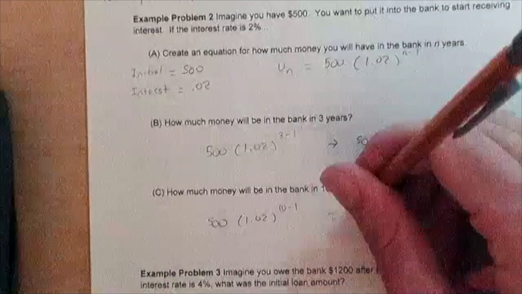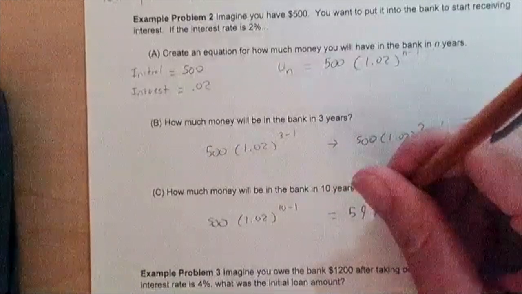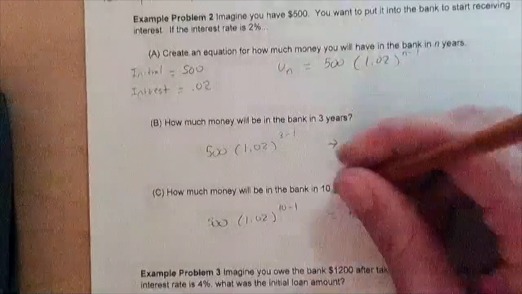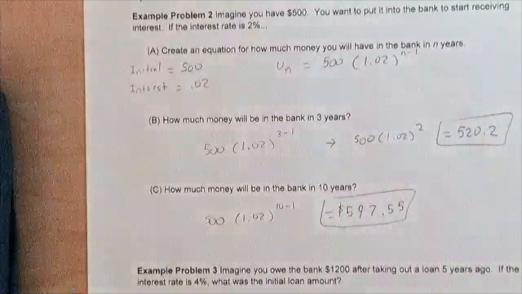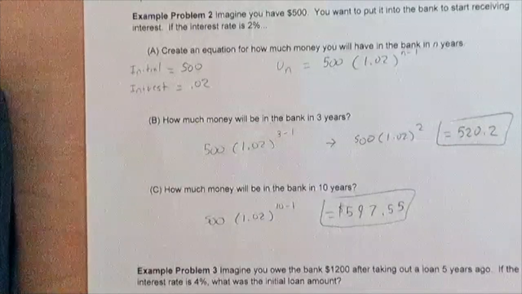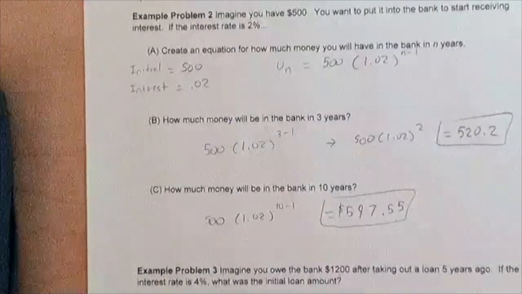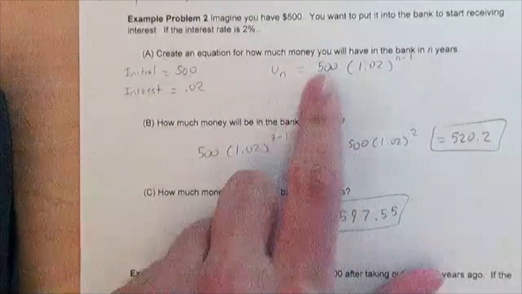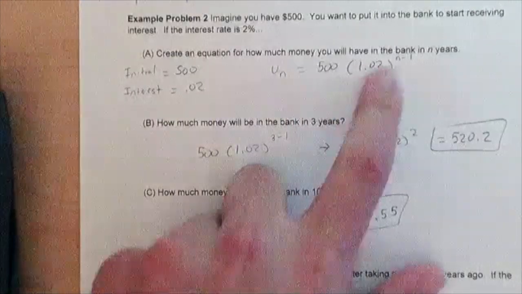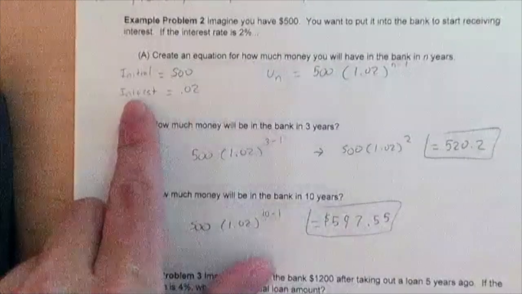So for this one, I'm getting 597.55. So in this case, you wouldn't make that much money in 10 years. You'd only get like $100 more. But think that you only started with 500, so that's not even that bad. Again, the big idea is figure out what is the initial investment, and this is going to tell you how much you're increasing, the rate of increase, which comes from the interest rate.